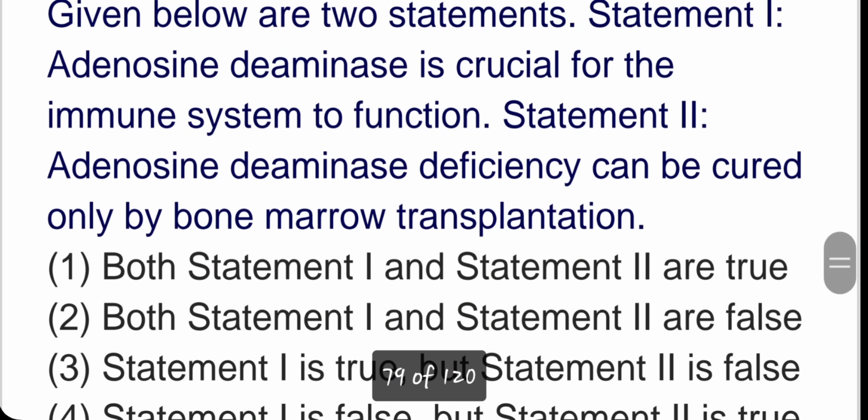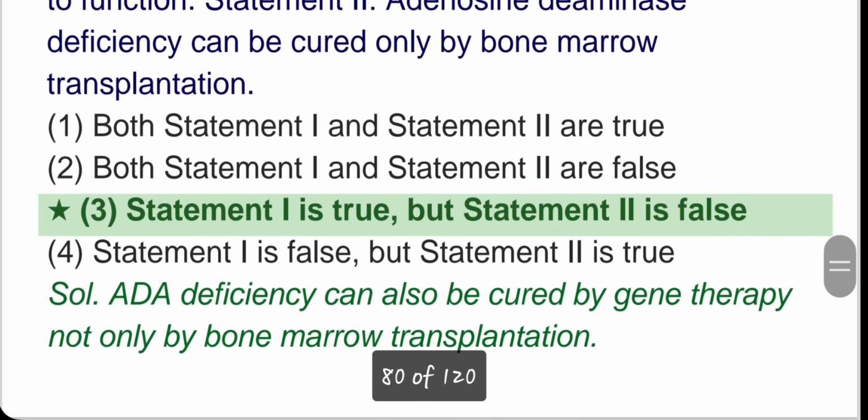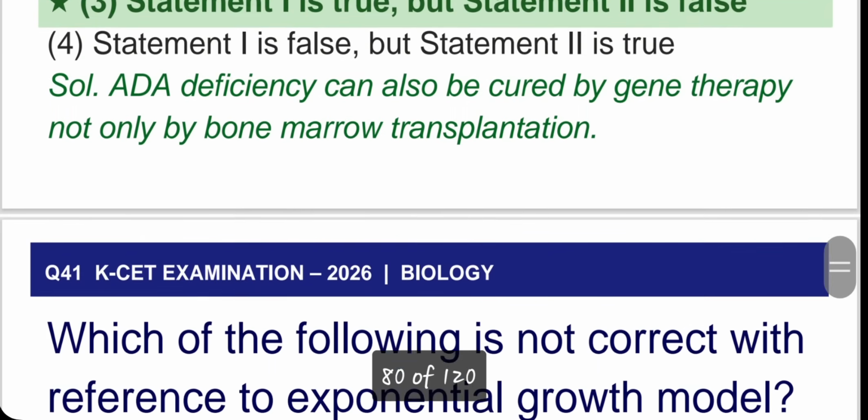Given below are two statements. Statement 1, adenosine deaminase is crucial for the immune system to function. Very true. ADA deficiency is caused whenever it is absent. Statement 2, adenosine deaminase deficiency can be cured only by bone marrow transplantation. A permanent cure is possible at the embryonic stage. The others are all temporary possibilities. So statement 1 is correct and statement 2 is false. ADA deficiency can also be cured by gene therapy, not only by bone marrow transplantation.